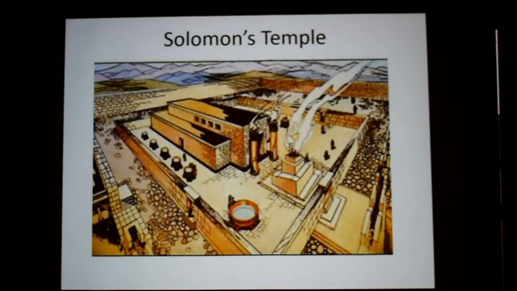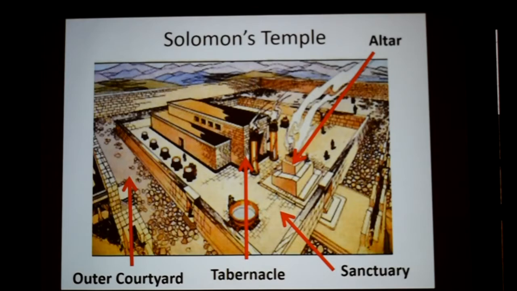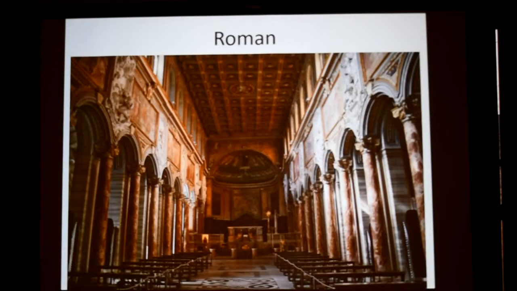The same thing was taken into the design of the temple when they had a permanent place in Jerusalem. Solomon built it, and then later Herod rebuilt it. And it's the same thing. You have the outer courtyard, the sanctuary, the altar, the tabernacle, and the Holy of Holies. And you can see in a Catholic church, that's basically how it's set up.